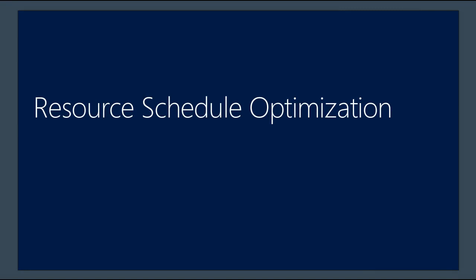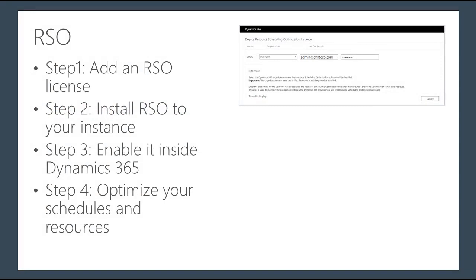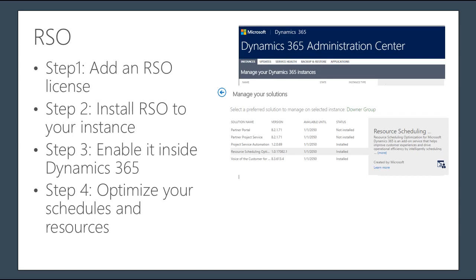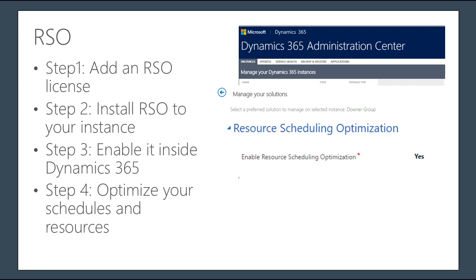When we are talking about Field Service, another add-on that's really important is RSO, or Resource Scheduling Optimization. Essentially, RSO requires an additional license, but once you have it, all you have to do is go to Manage Apps inside your Dynamics 365 Admin Center and select the instance you want to configure. It will start installing. Once it is installed, you'll be able to see it by selecting your instance and clicking on Solutions. Once you see that RSO is installed, the next step is to go inside the RSO configurations inside your Dynamics instance and enable it.